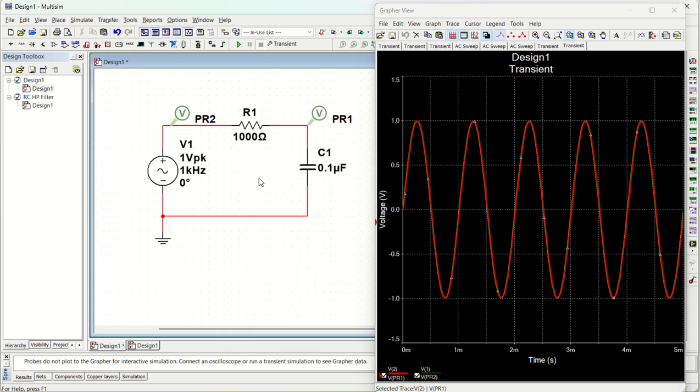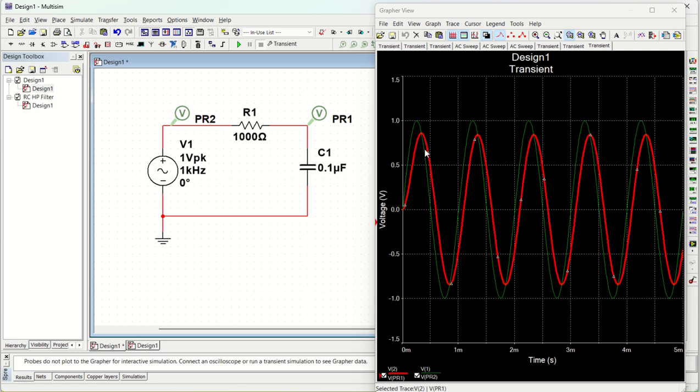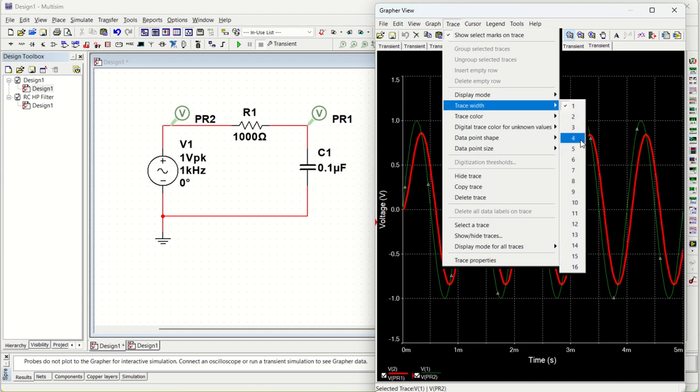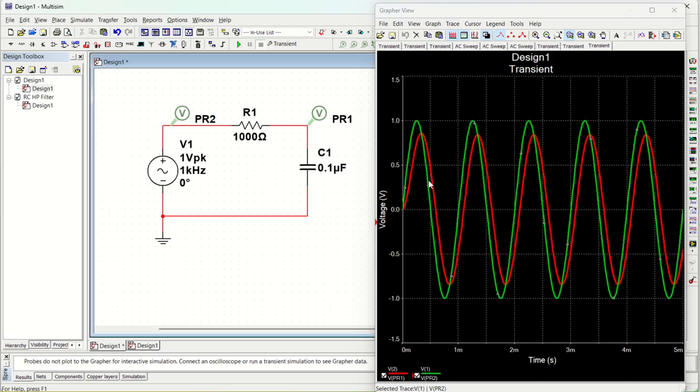So by making it 1 kilo ohm, or 1000 ohm, you can see your output has decreased, right? The red color output has decreased, attenuated, because it is very, very close to the cutoff frequency. Okay, I'll just make this input signal a little bit thicker. Yeah, so the green color is your input and red color is your output.